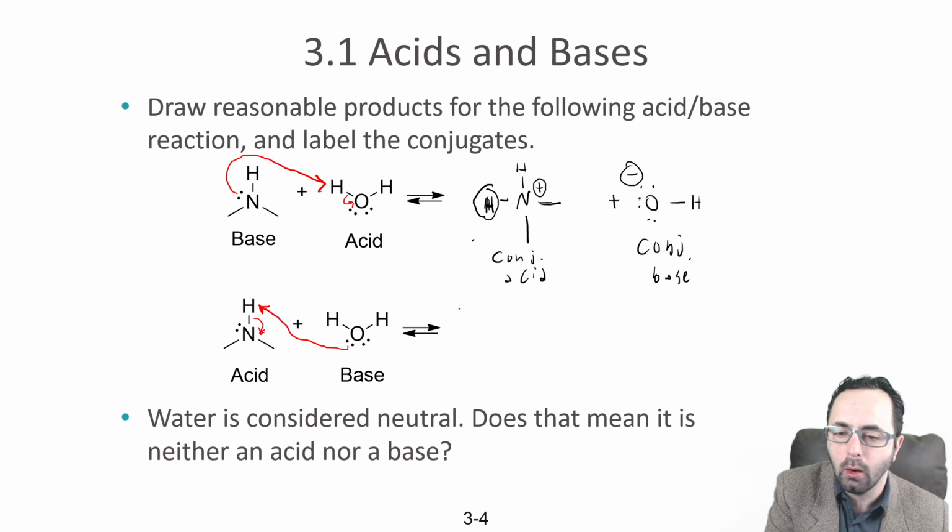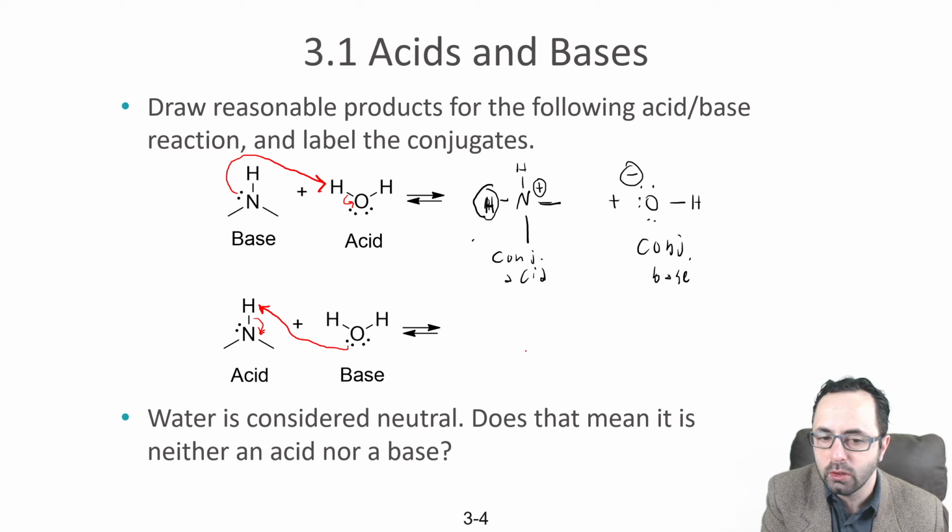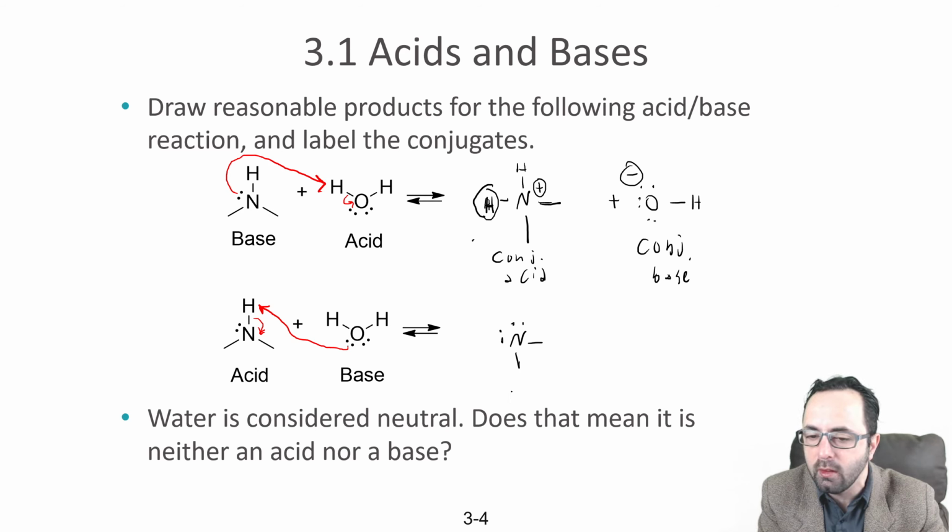Okay, and so now we can draw the product structures. This nitrogen will now have two lone pairs: the one on the left here and the new one added from the electrons left behind when this hydrogen leaves, and it will have 2 carbon atoms bonded to it. So this is a nitrogen with 2 lone pairs and 2 bonds, so it has a -1 formal charge. And this would be the conjugate base of the acid.